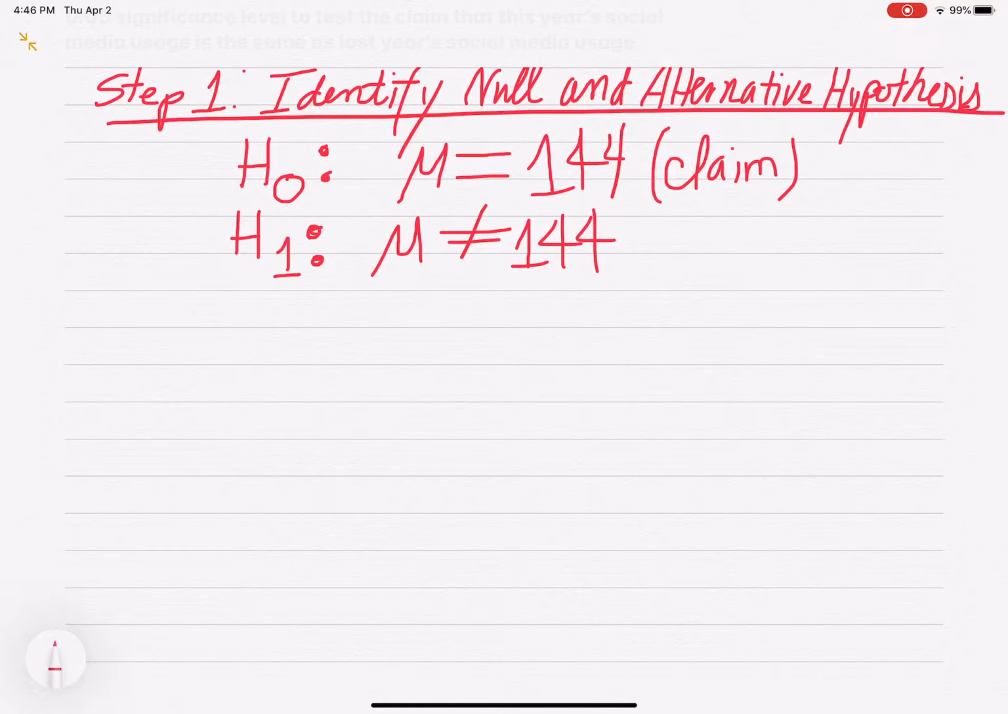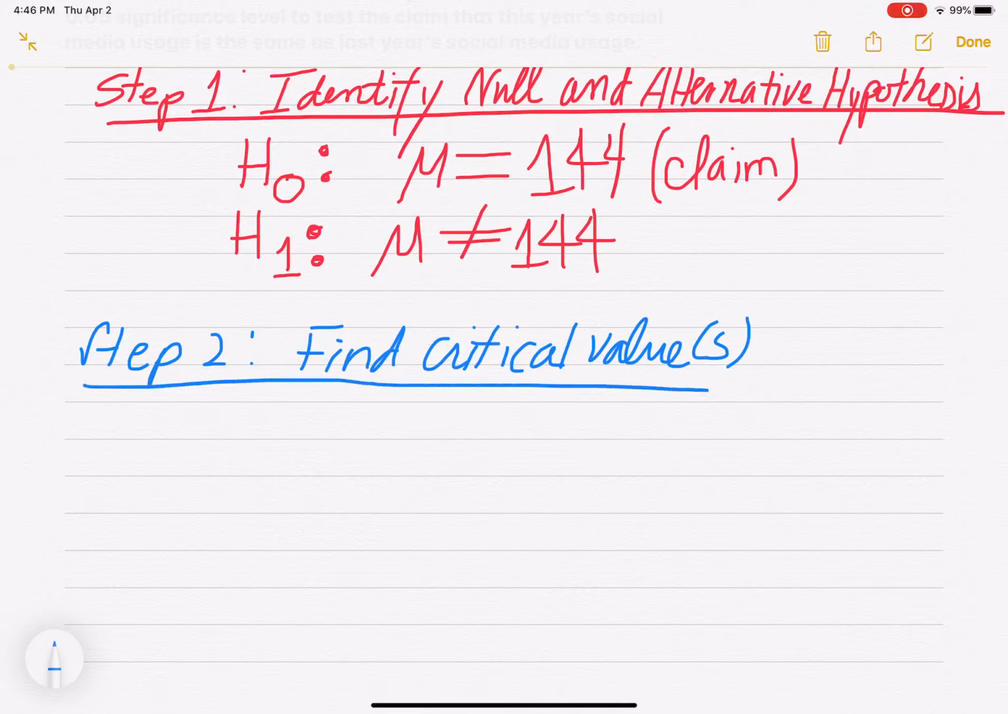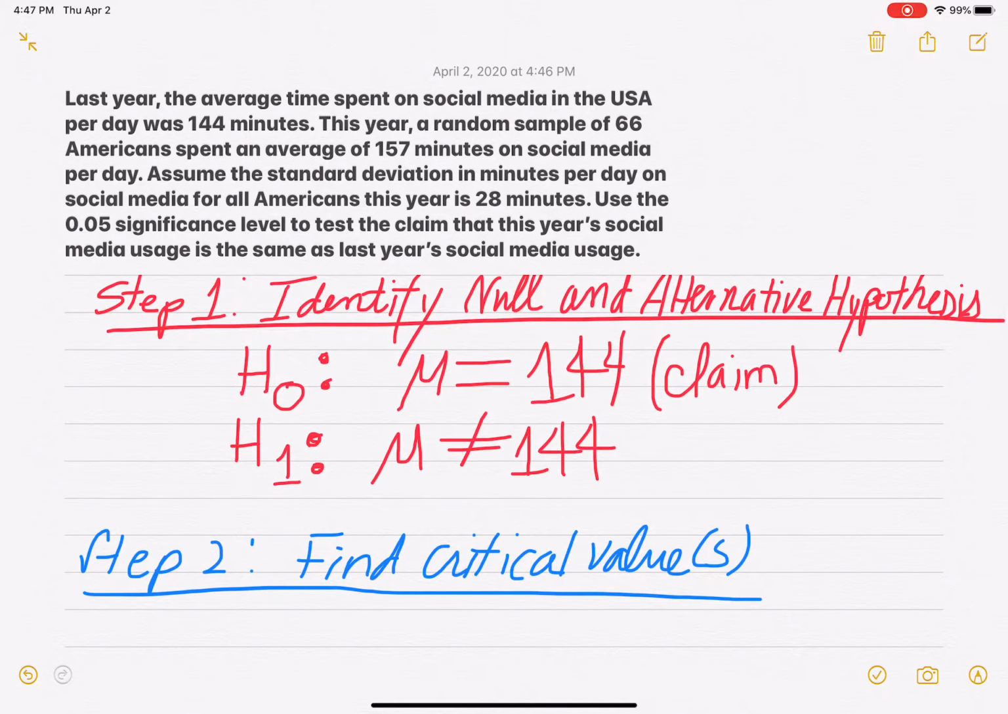Step 2. We're going to find the critical values. First thing we want to figure out here, are we using the Z distribution or the T distribution?